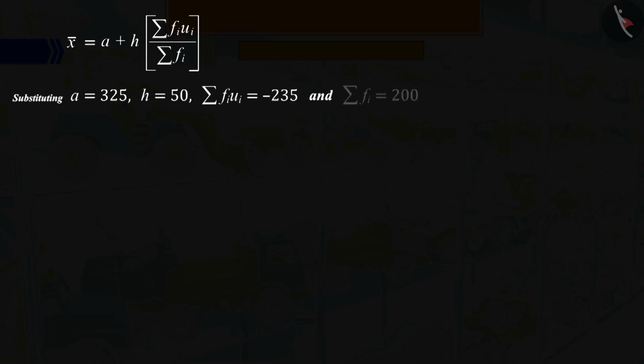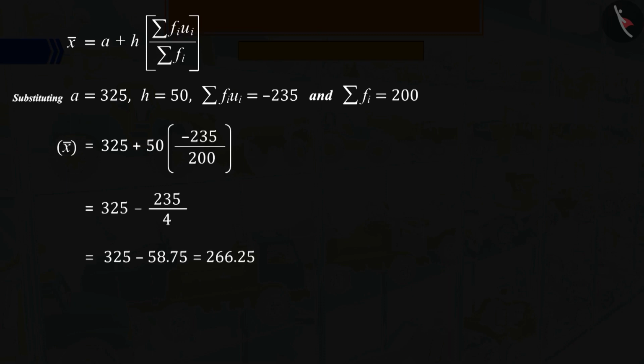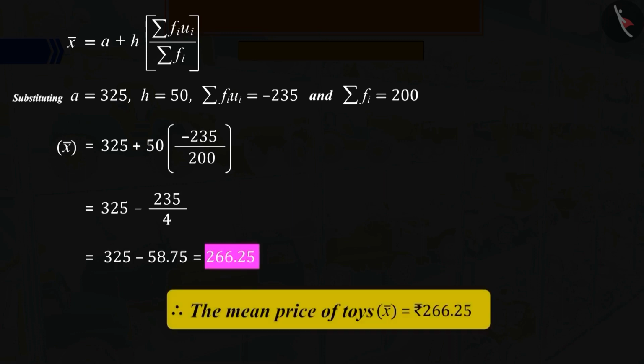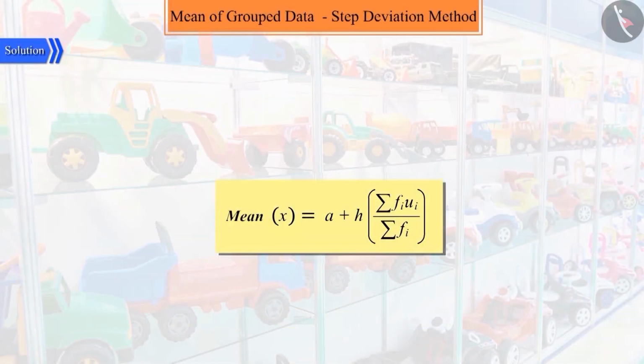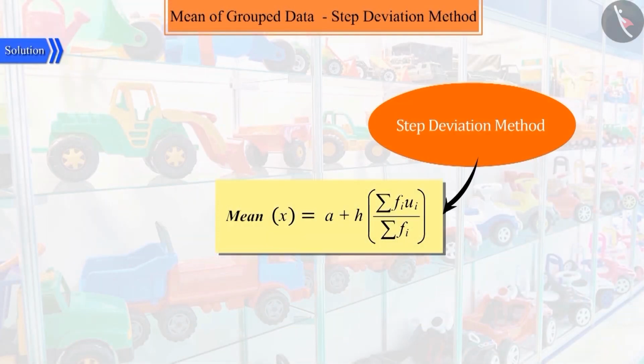In the above formula, by substituting the values of the assumed mean A, class size h, summation fi ui and summation fi, and solving, we get x bar equals 266.25. So we can say that the mean price of the toys would be 266 rupees and 25 paise. This method of finding the mean is called the step deviation method.